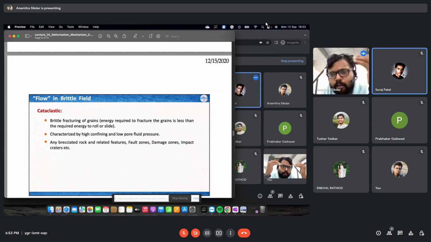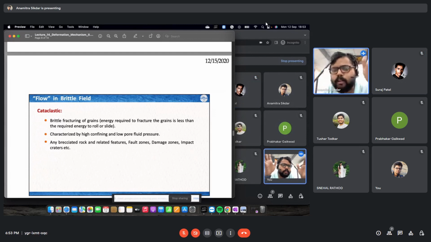As I was talking about granular flow, I thought you were talking about loose sediments. But if you have a rock which is very compacted and consolidated, what will happen? The fracture will happen first.